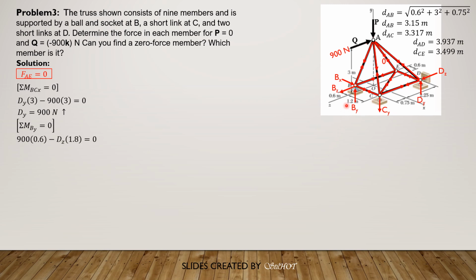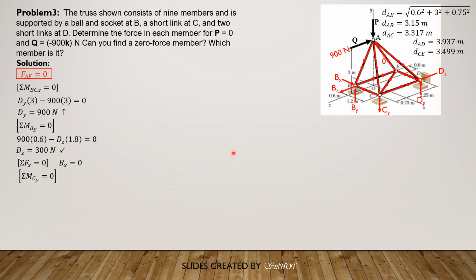All the rest will be 0 because they are parallel to the y-axis. So that Dz is equal to 300 newtons in the assumed direction, which is forward towards the z-axis. Then summation of forces x equals 0, considering the entire system, so Bx plus nothing equals 0, so Bx is 0.